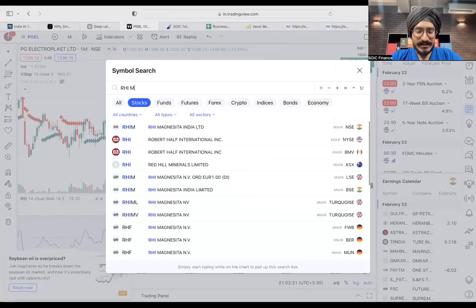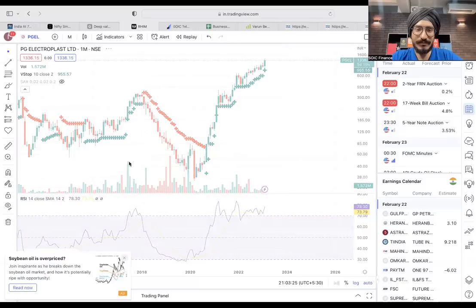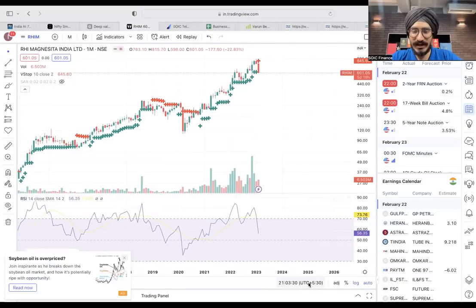So one more business, जैसे I think recently selling में जैसे we sold Usha Martin and then RHI Magnesita as well. So RHI Magnesita, if you just look at this, right? So what is the V stop showing? Is it showing a buy or a sell? Right. So if you're following a system, then you follow the system to the core. You don't play around with it if your V stop is showing that, right?